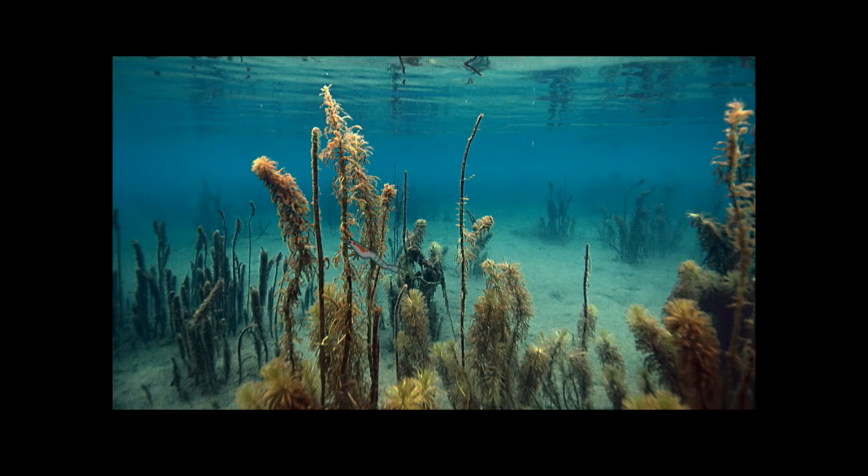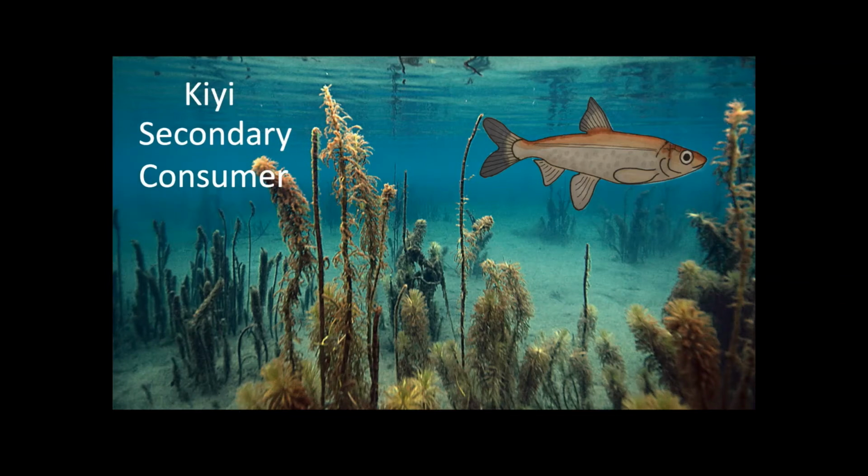Zooplankton mostly come out at night to feed and spend their days trying to avoid predators like the kai. Kai are small fish that swim around the lake in search of food. Since they themselves are not very big, they like to eat or consume lots of zooplankton. Kai are secondary consumers since they eat the primary consumers. A consumer is an organism that eats another organism to obtain energy.